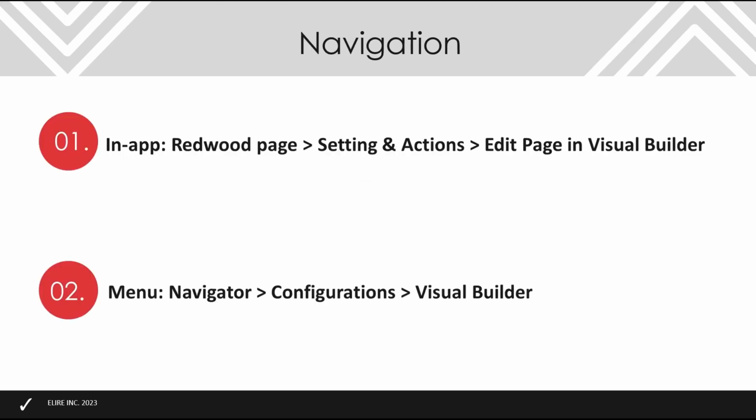Okay, so the navigation is pretty simple. If you are in a Visual Builder page, such as Connections or Journeys, you go to the Redwood page settings and actions, and then edit page in Visual Builder. That's when you want to modify a delivered page that's built in Visual Builder. The second navigation is going to the menu, using the navigator feature, going to configurations, and then Visual Builder. And that's typically used if you want to create that app.